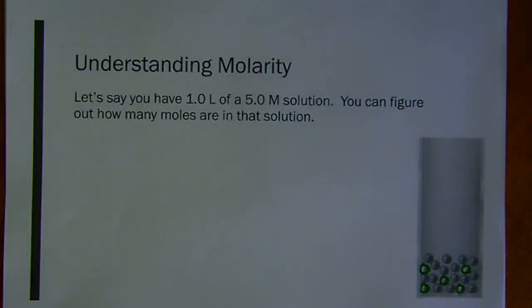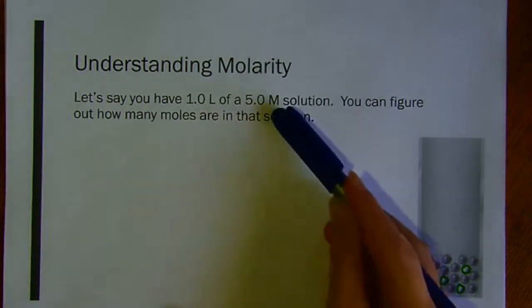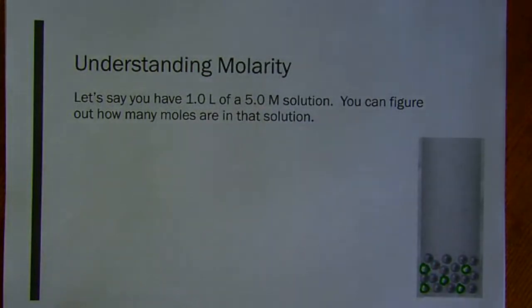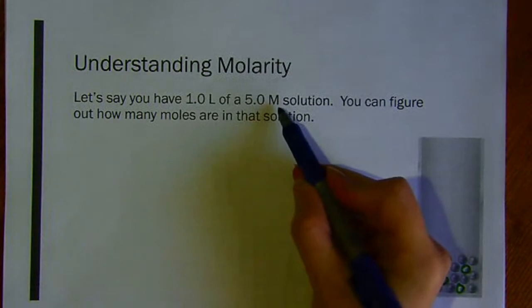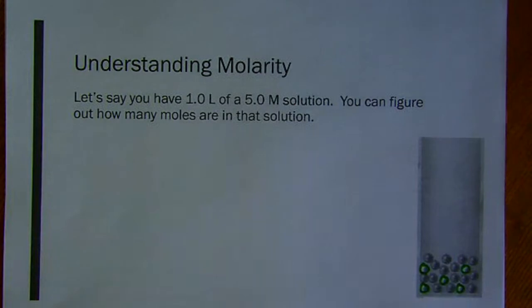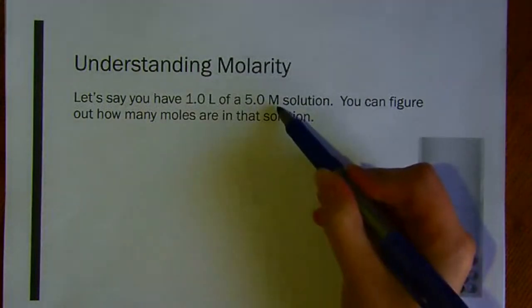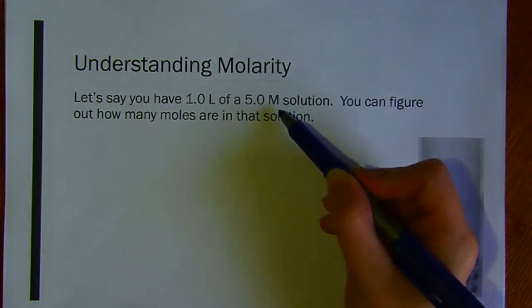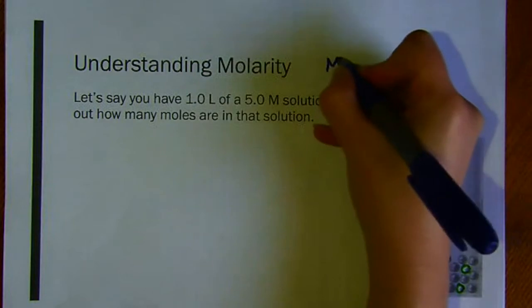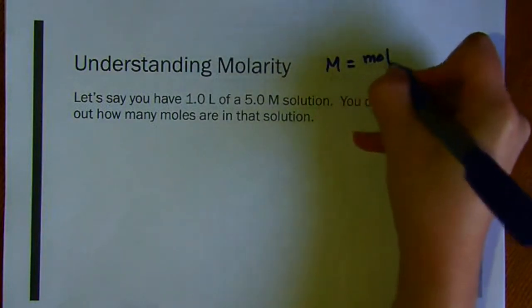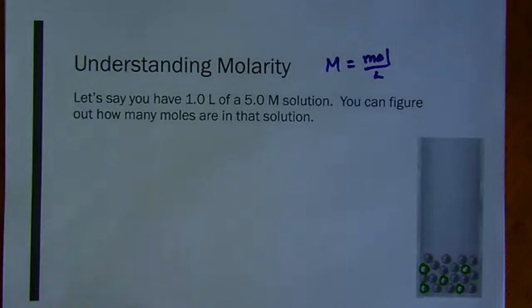Let's say that we have a liter of a 5 molar solution. This big M means molarity. Molarity is a unit of concentration. So it's communicating with us about how much solute we have per unit of volume of the solution. Molarity, in particular, tells us our concentration in units of moles per liter. Molarity is always going to be moles per liter of solution.